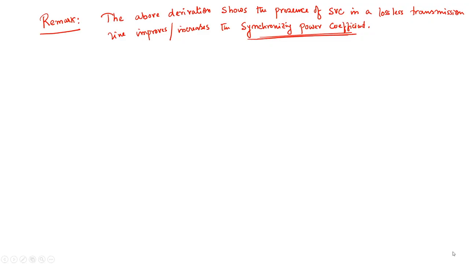So far in my discussion, I considered the role of the SVC in enhancing the transient stability in terms of increasing the stability margin, in terms of the increase in what we call the synchronizing power coefficient. But apart from that, it can also be useful for creating damping of the system. Those things we will be discussing mostly in the next lecture. I want to give some of the feel, or some of the core idea of this right now. So, this is the first remark.